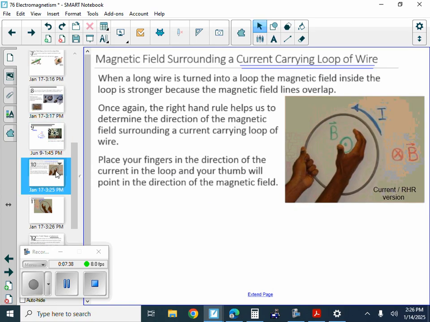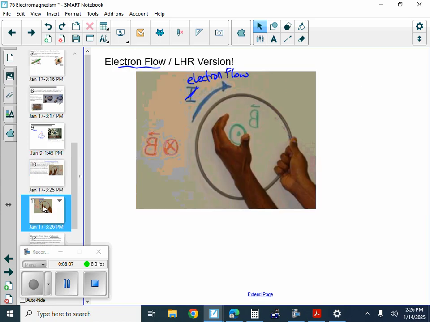So if you had a loop of wire, the next thing is if you had a coil of wire. One way you can do it is with another hand rule. This is the right-hand rule version for current. If you curl your fingers in the direction the current's going around the coil of wire, your thumb points in the direction of magnetic north. That's what that's showing there. The electron flow version would be your left hand, fingers pointing in the direction of the coil of wire, and then your thumb would point in the direction of magnetic north. So these are equivalent, of course, right?